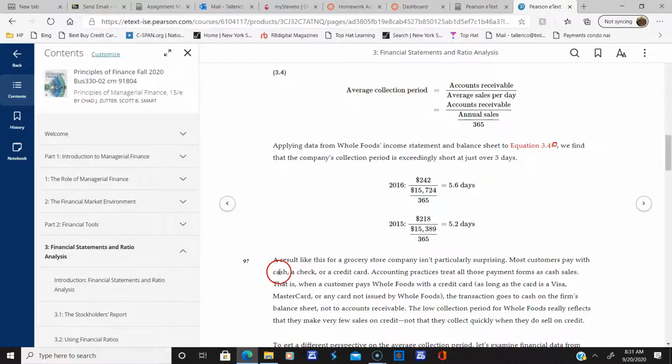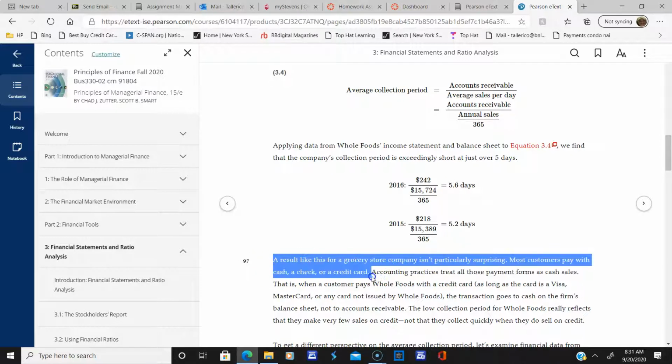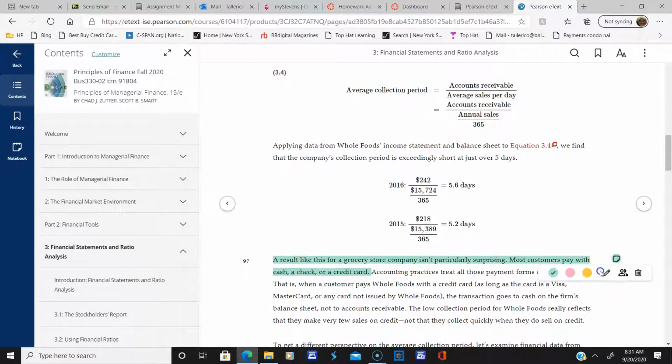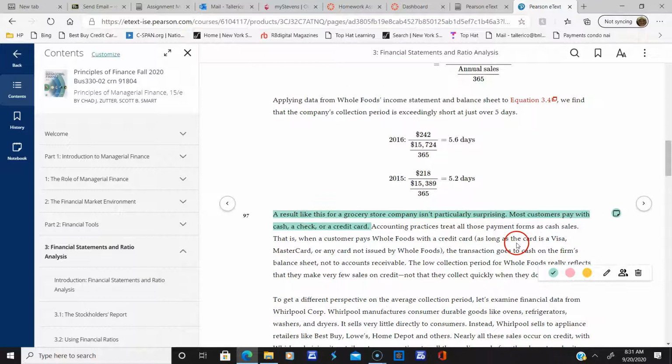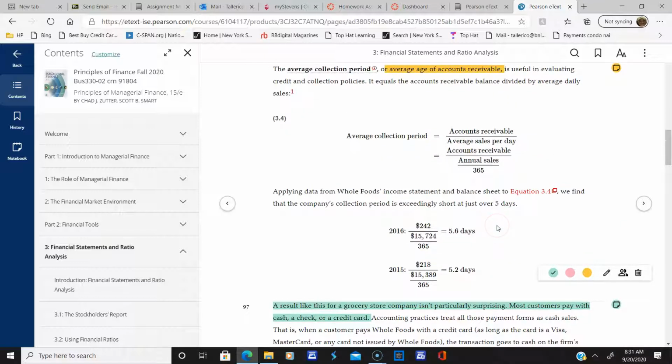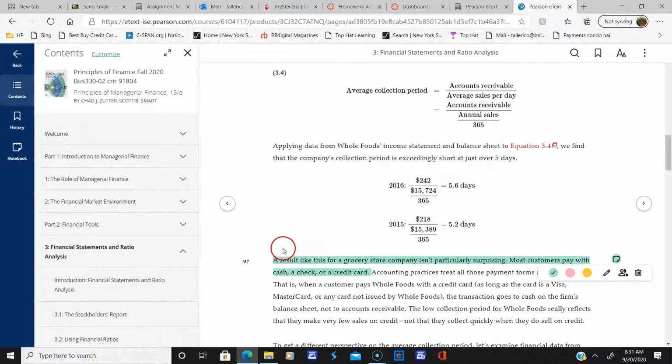So again, they tell you why it's so short, right? Most customers pay with cash or a check or a credit card here. Okay, so anyway, this is basically the average collection period. Okay, all right. So I'm going to save this and make a part 5, and we'll pick up right here. Okay.